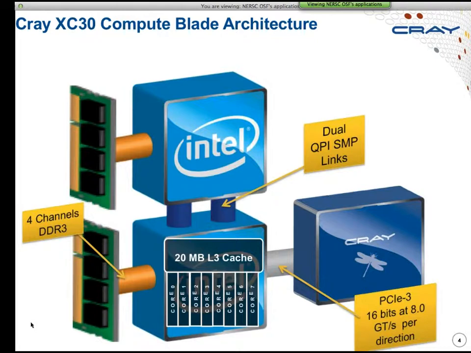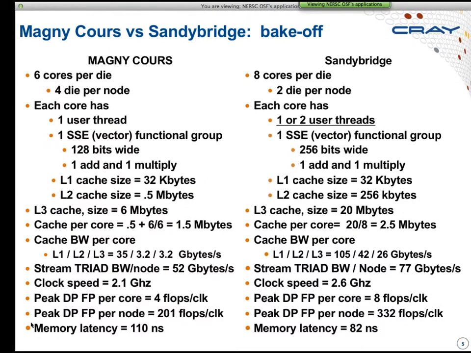Now I'm going to go to a very dense slide. It's my Magny-Cours versus Sandy Bridge bake-off. I know there's a lot of things here, and ideally you'll have this slide and can keep referring to it. Let's go down, and on every line I should have the same information on both. Left-hand side is Magny-Cours, right-hand side is Sandy Bridge. Left-hand side, 6 cores per die, 4 dies per node. Sandy Bridge, 8 cores per die, 2 die per node.